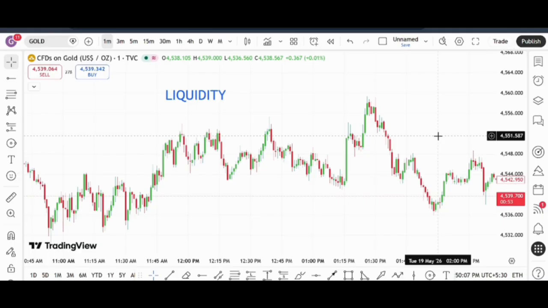Today we are starting one of the most important concepts in the SMC series, that is liquidity. If you truly understand what liquidity is, then you will finally understand why the market moves the way it does. Most beginners think the market moves randomly, but in reality the market mostly moves towards liquidity, and this is the reason why many traders' stop losses get hit before the real move starts, right? You might have seen that first your stop loss gets hit and then the market just goes as it wants.